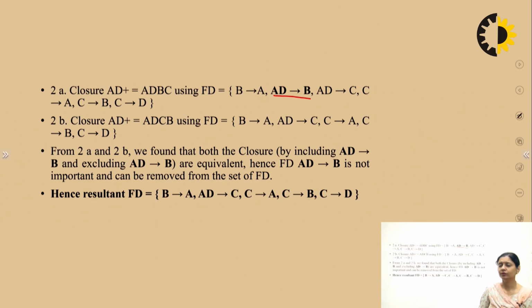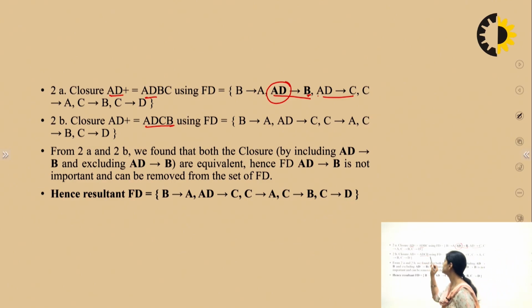Now in this case, because on the left hand side we have AD, we'll find out the closure of AD now. So the closure of AD will be AD itself, because every attribute is the closure of itself. Then through this AD, we can identify B, and hence B is also included in the closure. Through this AD, we can identify C, and hence ADCB are the closure of AD. The next step would be to remove this AD dependent upon B. We'll remove this functional dependency, and then we'll try to find out the closure.